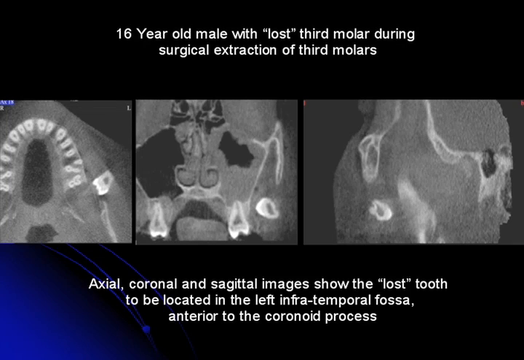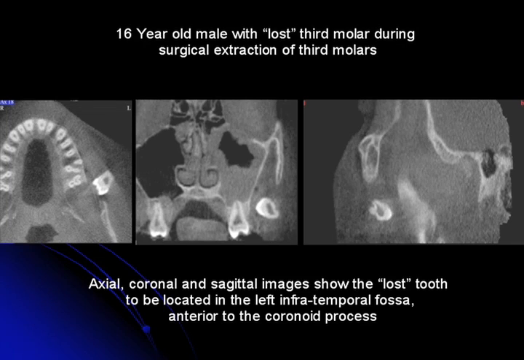Here's an example of a 16-year-old male with a lost third molar during surgical extraction. And with these reconstructions, you can see in these different planes, we can figure out exactly where the tooth is. So with that X, Y, and Z axis, you can get to the point of exactly where this thing is three-dimensionally. And you can also do reconstructions to show where these are by stripping away some of the tissue and bone and pinpointing exactly where this tooth is.